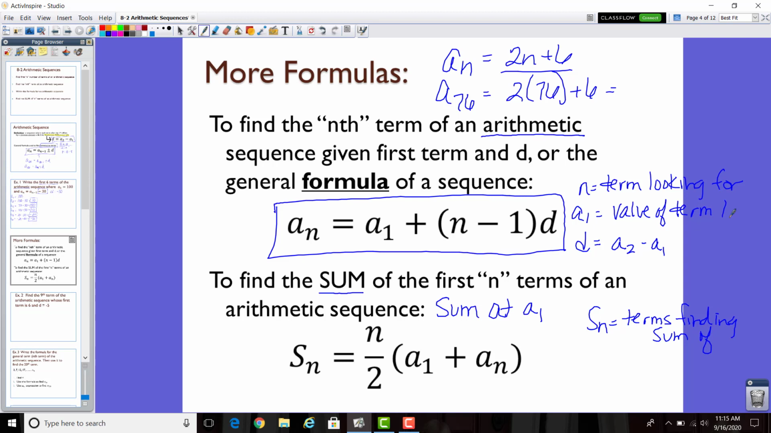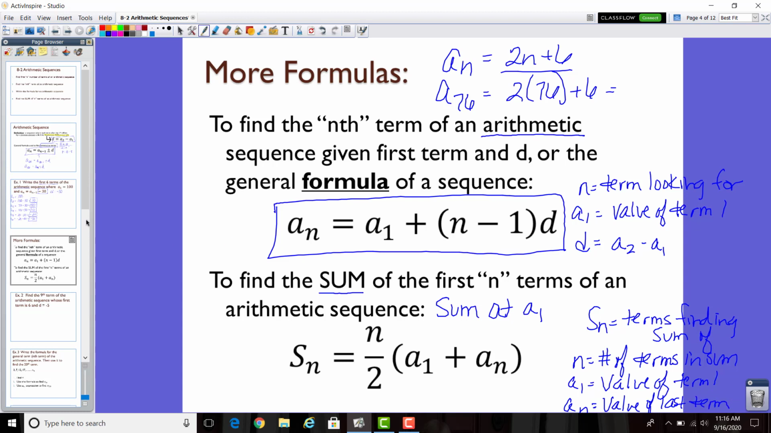S sub n represents how many terms you're finding the sum of. So if I'm finding the sum of the first 50 terms, I would be looking for S sub 50. N is the number of terms in your sum. A sub 1 is the value of the first term. A sub n is the value of your last term. That is something you're always going to have to calculate.